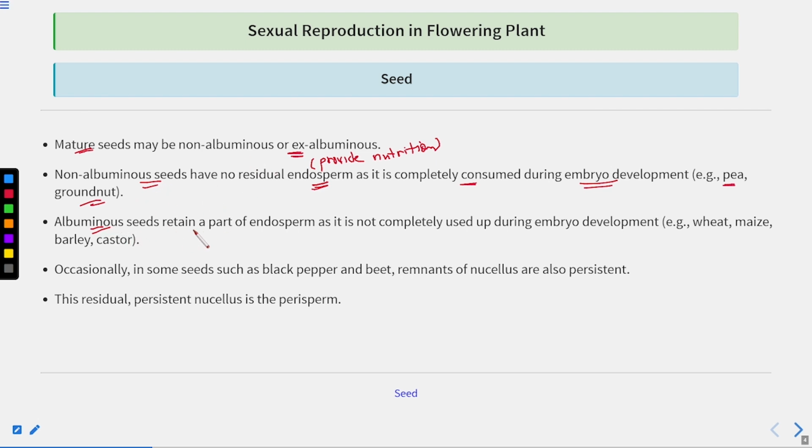Albuminous seeds retain a part of the endosperm, as it is not completely used up during embryo development. For example, wheat, maize, barley, and castor. Clear? So these are known as albuminous seeds, which retain a part of the endosperm. The endosperm is not completely utilized during embryo development, and some part of it is retained in the mature seed. Examples I have already given you: wheat, maize, barley, and castor.